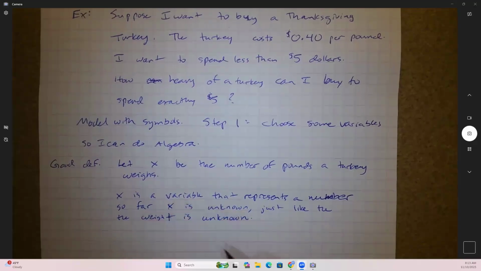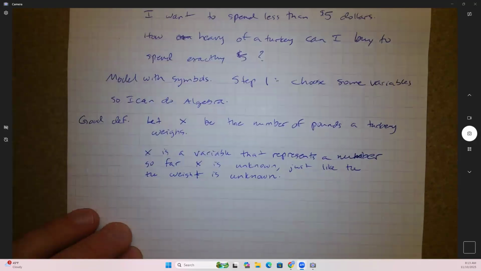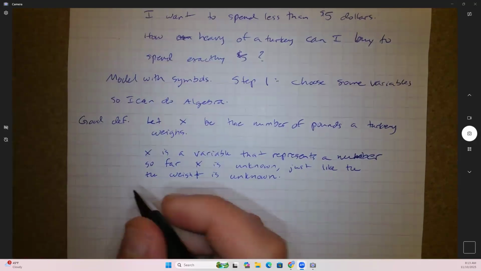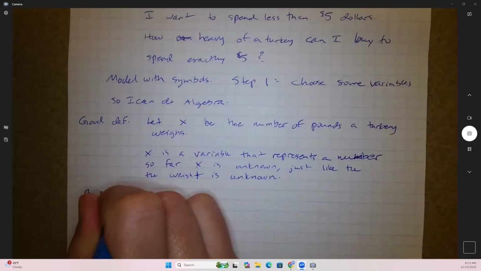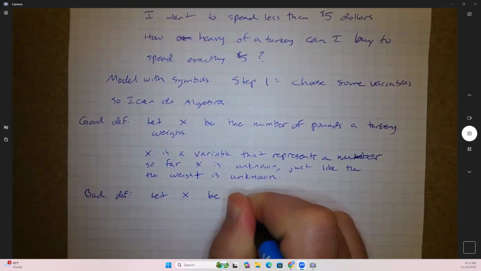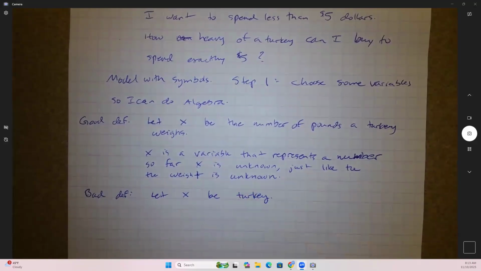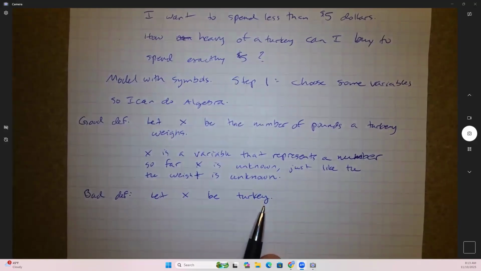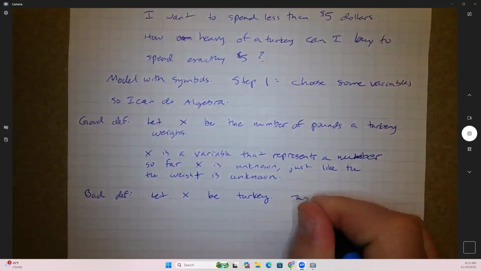So let me write down a couple bad definitions, or less useful. Here's a straightforward bad definition. Let X be turkey. Turkey is not a number, right? I don't number the turkey. What I'm caring about is the weight of the turkey in pounds, right? This is not a number.